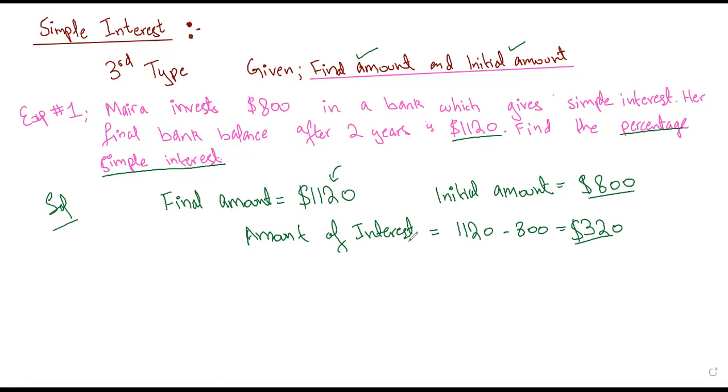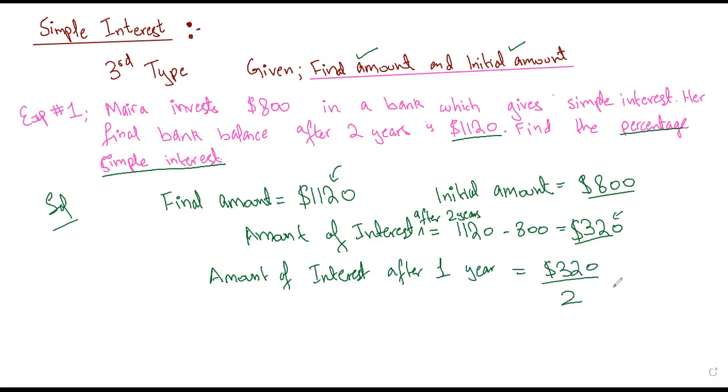Now this is the interest amount after 2 years. So the amount of interest after 1 year would be what? Any idea? 320 divided by 2, right? Because if this is for 2 years, for 1 year, I need to divide this amount, and that would be $160, right?